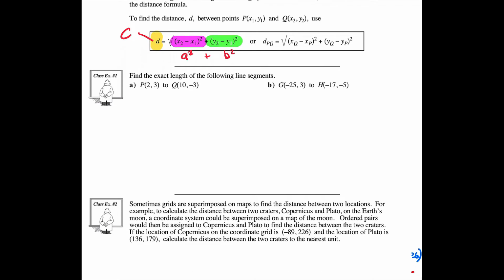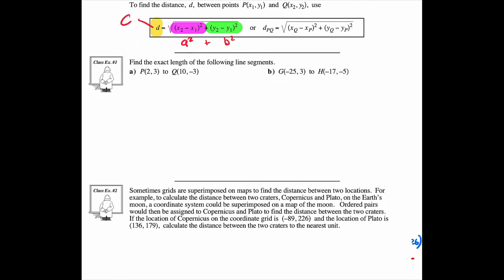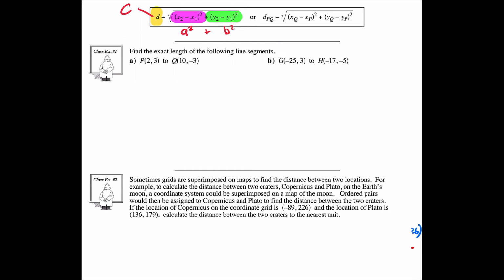Okay, so let's take a look at class example number 1. Now the first thing you should get in the habit of doing is labeling these points. So we just got to choose one of them as point 1 and one of them as point 2. So it makes sense logically just to call P point 1. So this would be my x1 and my y1, and this would be my x2 and my y2.